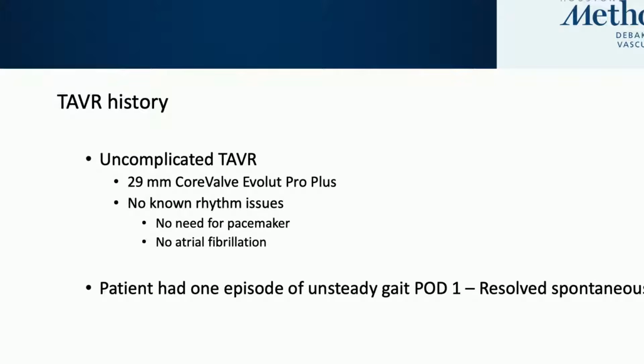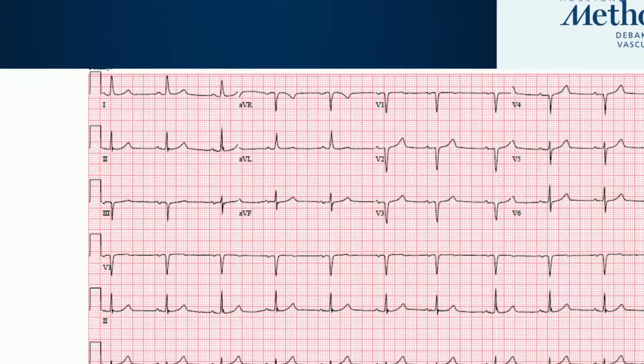His TAVR history overall was uncomplicated. He got a 29 millimeter CoreValve, as I stated. No known rhythm issues, no need for pacemaker, and no history of atrial fibrillation. He had one episode of unsteady gait post-op day 1, which resolved spontaneously, and there was no workup for it.